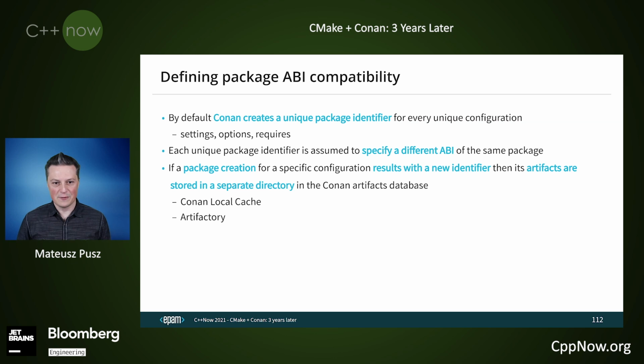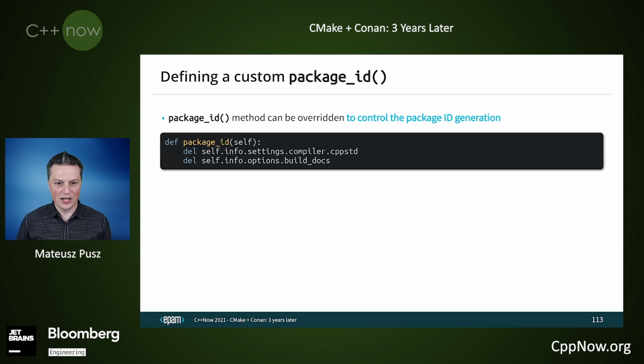But for some cases, you may specify that some options don't affect ABI, or some settings don't affect ABI, and with this you can use the package ID method. You can, for example, specify that my package doesn't build differently for different standard versions. ABI is the same. Or the option build docs doesn't influence ABI of the package, right? So it should not create different directories for the option when you're actually building docs or not building docs.